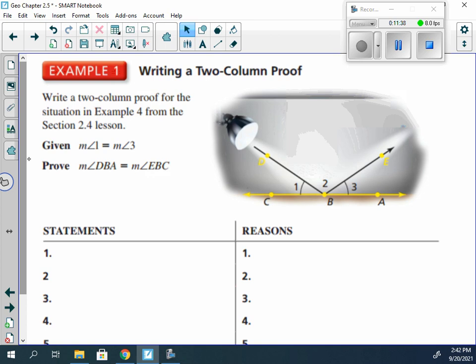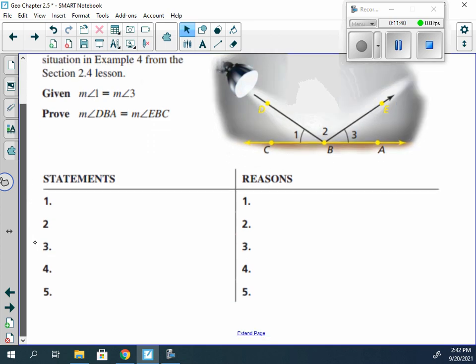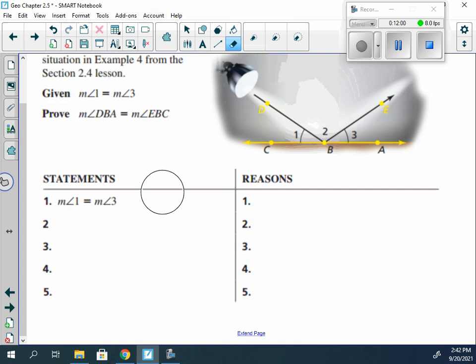All right. Now this one here is going to be the first proof that we have where we don't have anything filled in. But we're going to work it all the way through. So when we look at this here, they give us that the measure of angle 1 is equal to the measure of angle 3. So what's our first statement going to be? The given that the measure of angle 1 is equal to the measure of angle 3. Well, why do we know this? Because it's given. It's the given information. Because we're always going to start with the given.